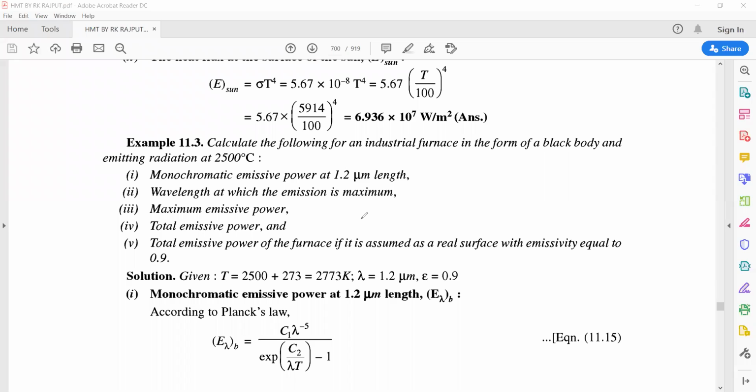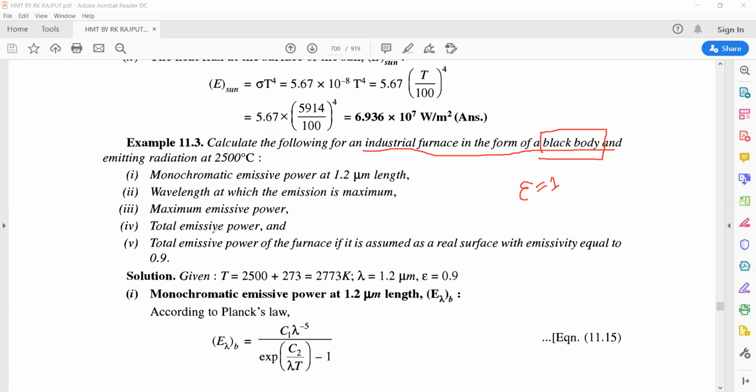Please take the screenshot. So initially, what is to be assumed? The industrial furnace is in the form of a black body. So initially, we have to assume the furnace as a black body whose emissivity is equal to 1, as we discussed in the previous classes as well. The emissivity of a black body is equal to 1.